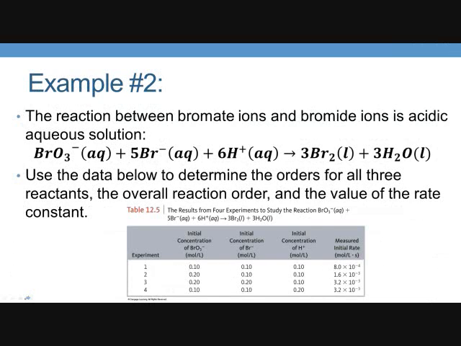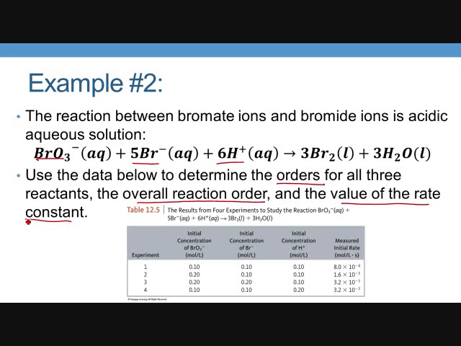Okay, so we have a reaction between bromate ions and bromide ions in an acidic solution for this reaction. We have 3 reactants here. Use the data below to determine the orders for all 3 reactants, the overall reaction order, and the value of the rate constant. So we have 3 reactants, okay? We want to know the orders for all 3 reactants. We want to know the overall reaction order, and we want to know the value of the rate constant, K.